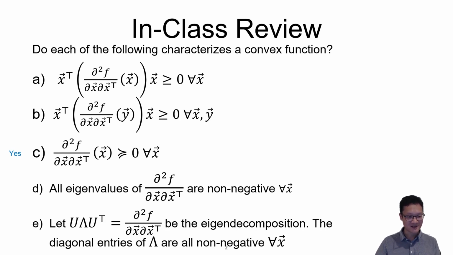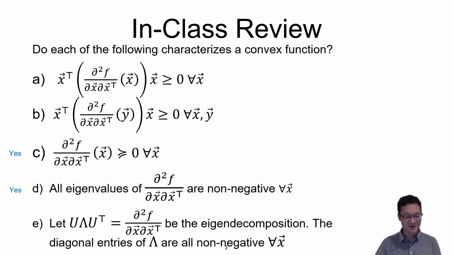Okay, so now C is yes. It turns out that D and E are actually the same thing, saying that f is positive semi-definite. So D, all eigenvalues of the Hessian of f are non-negative for every x. So this is saying that the Hessian is positive semi-definite everywhere. So this is actually the same as C. Okay, and E is also just another way of saying C as well.